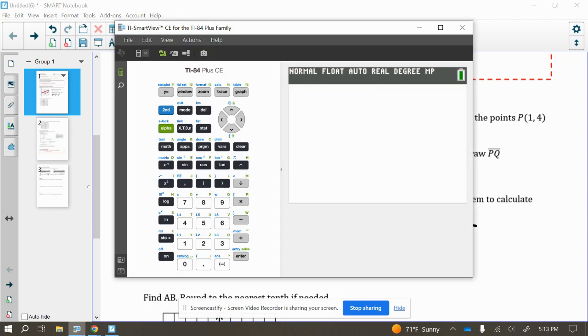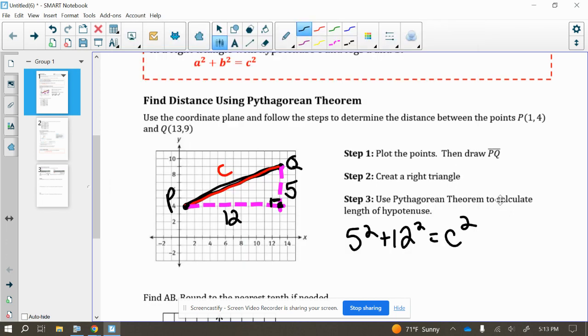So again, in the calculator to do that, we have 5 squared plus 12 squared, and then we can square root that. So second, x squared, we type this in so that we get 13. So 169 again was the C squared, square root to get our final answer here of 13.